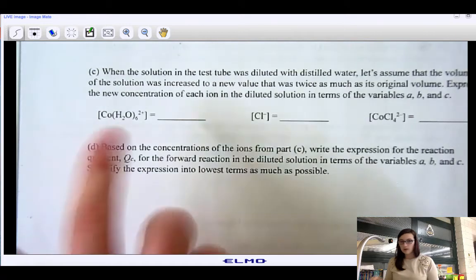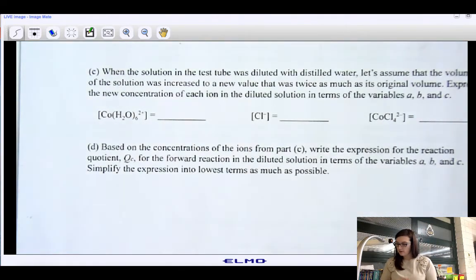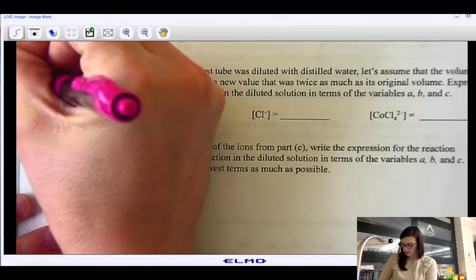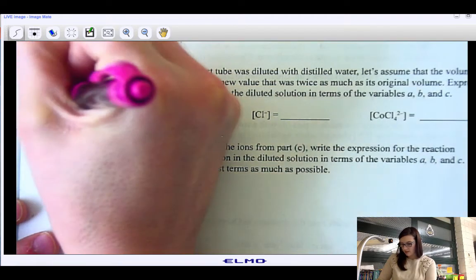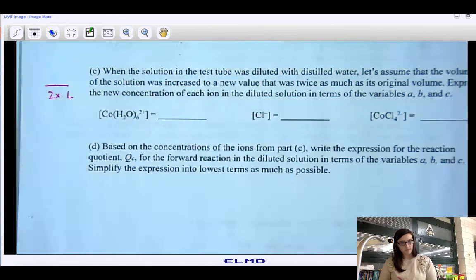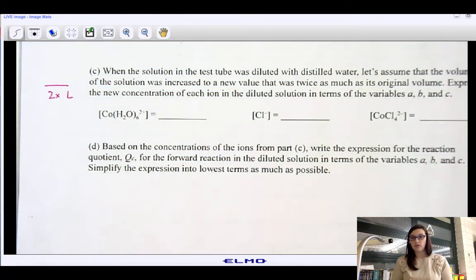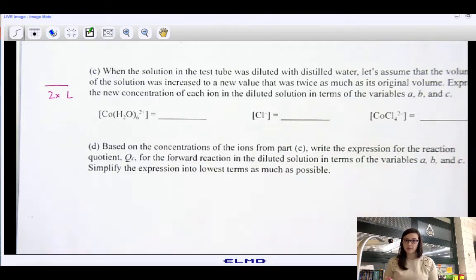And then in part C, it says the solution in the test tube was diluted. Let's assume that the volume was increased to twice as much as the original. So if volume was increased to 2 times the original, now think about it as dividing by 2 times the liters. So instead of dividing by 1 liter, imagine now you're dividing by 2 liters. Well, what that does is that cuts the molarity in half. So all of these molarities are now going to be cut in half.